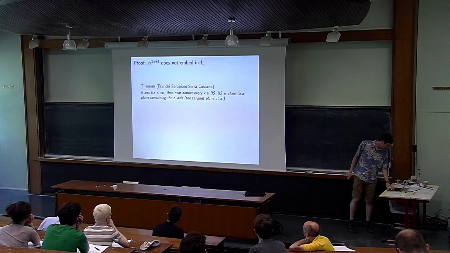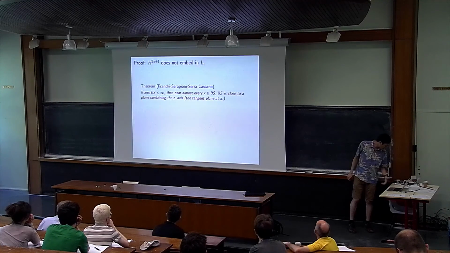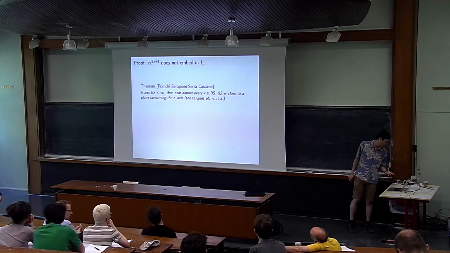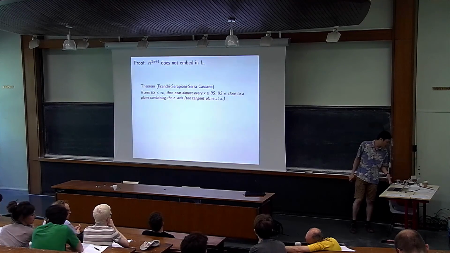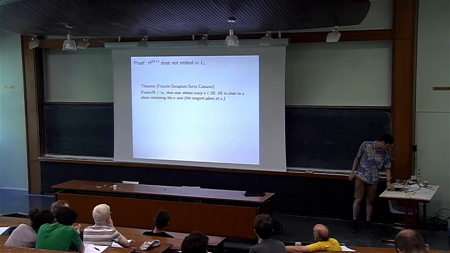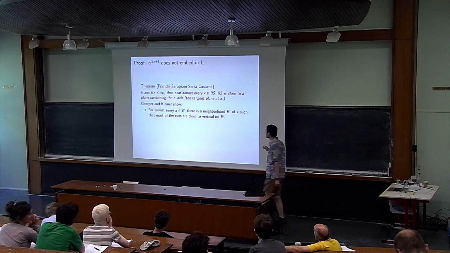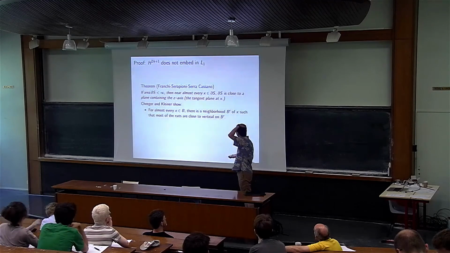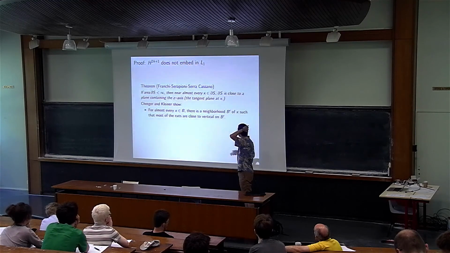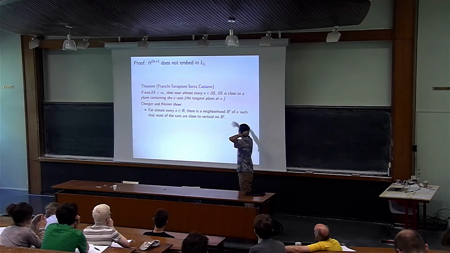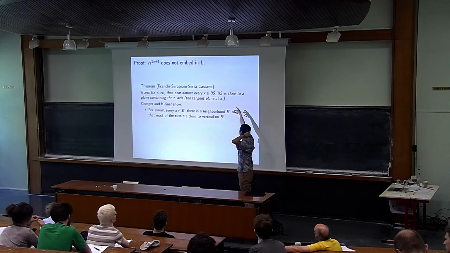So how does this help us prove that the Heisenberg group does not embed in L1? Well, what Cheeger and Kleiner do is they show that for almost every point in the unit ball, all of our cuts are rectifiable, all of our cuts have vertical tangent planes.